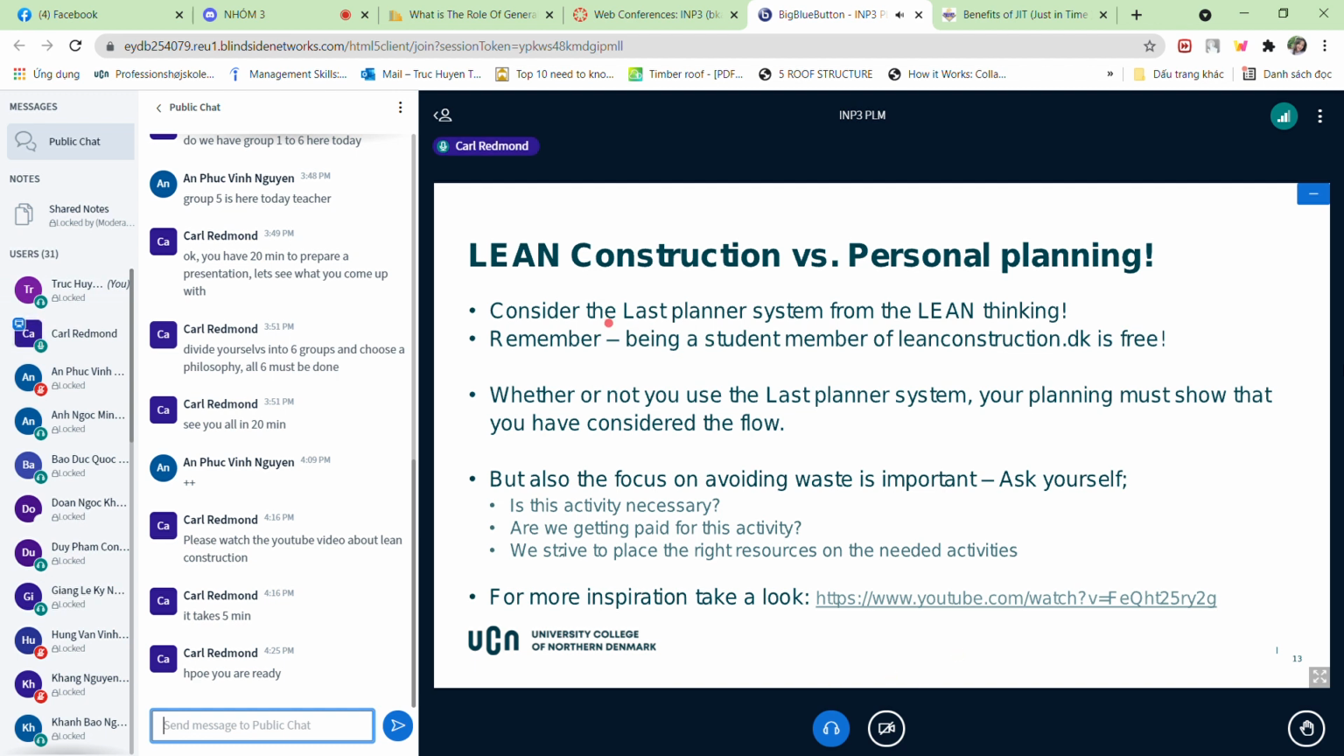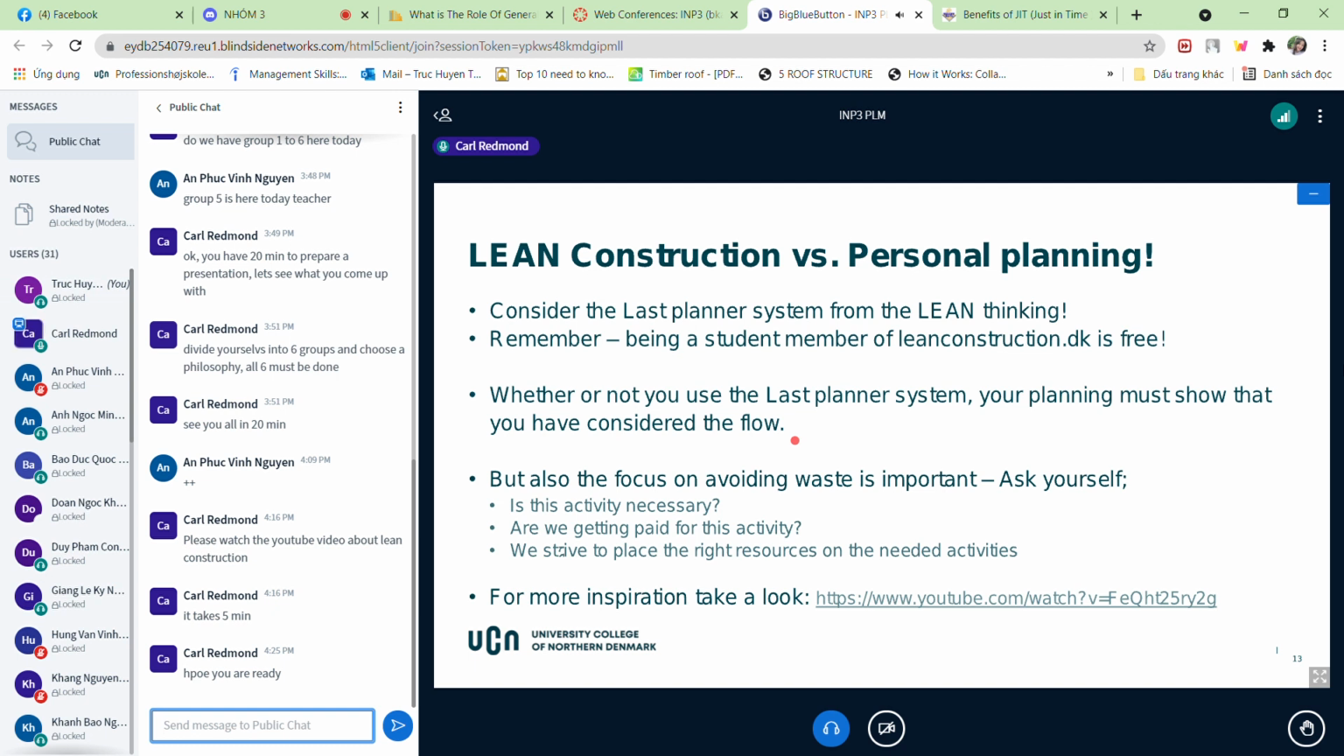So it's sort of lean construction versus your personal planning, because you also need to have your personal planning. Consider the Last Planner System from lean thinking. Remember, being a student, membership of leanconstruction.dk is free, so we'd like you to join Lean Construction DK. Whether or not you use the Last Planner System, your planning shows you have considered the flow in the actual project.